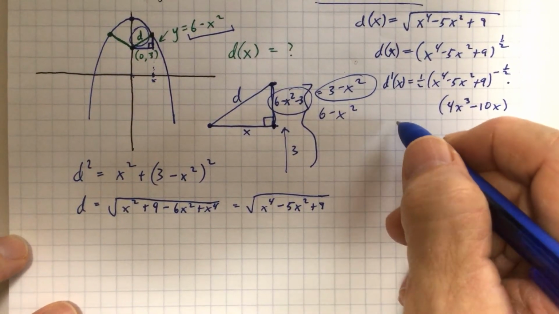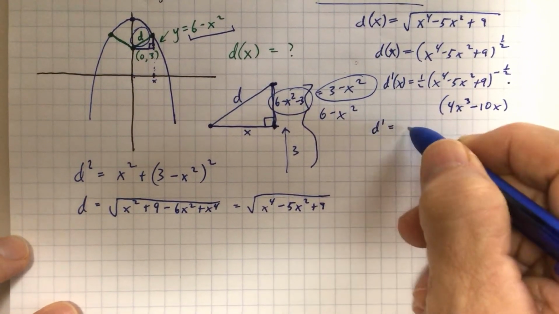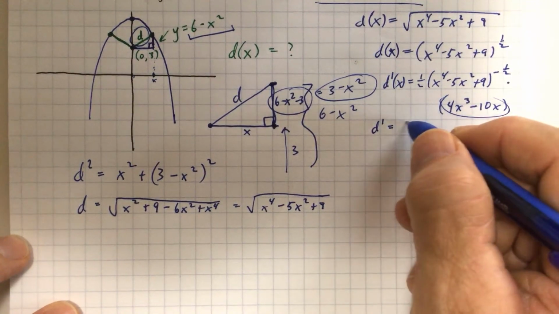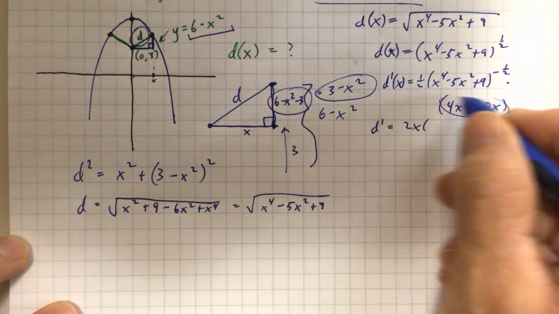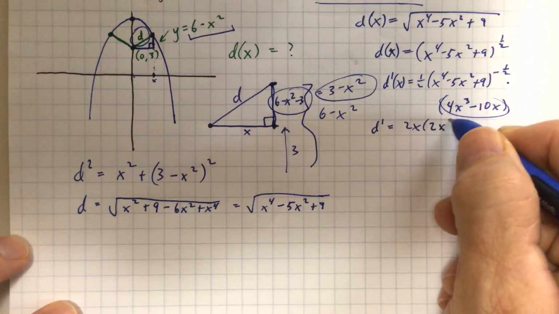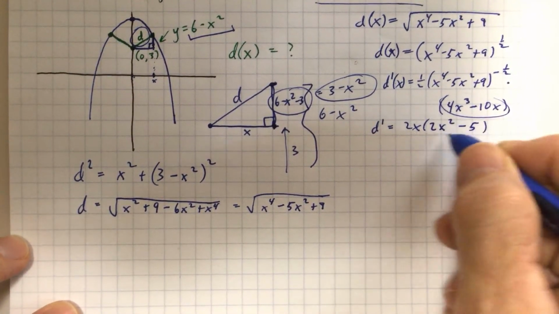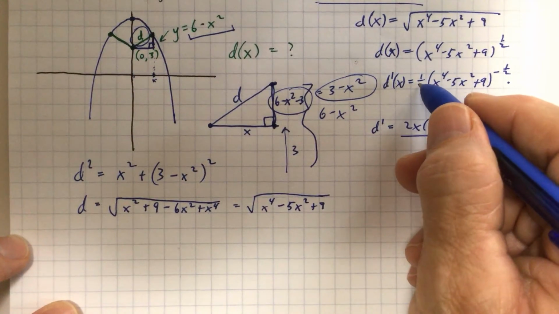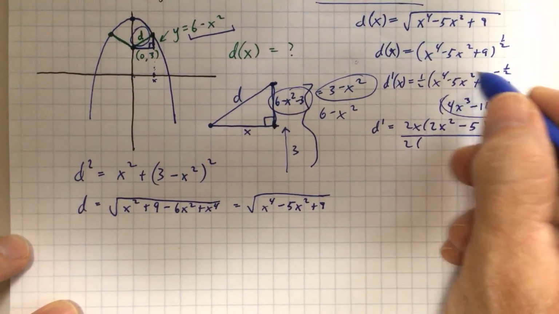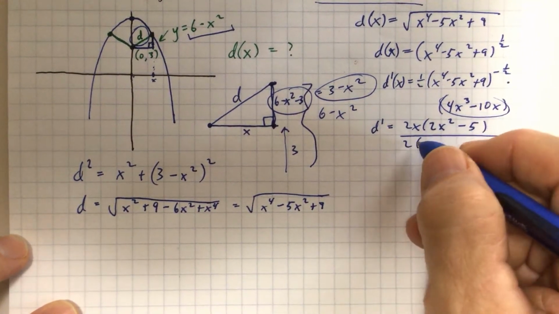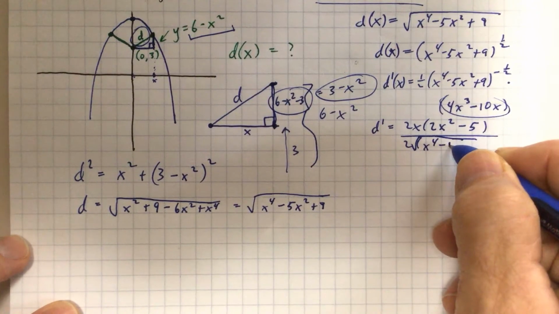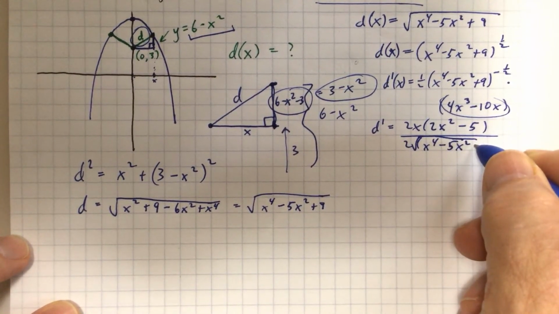We're good. So if we simplify that a little bit, d prime is equal to, we're going to factor out a 2x out of that. So we're going to take a 2x from this polynomial, and we were left with 2x squared minus 5. That's in the numerator, and then in the denominator we have a 2. We also have this polynomial to the 1/2 power, but let's actually write that as 10 times the square root of x to the fourth minus 5x squared plus 9.